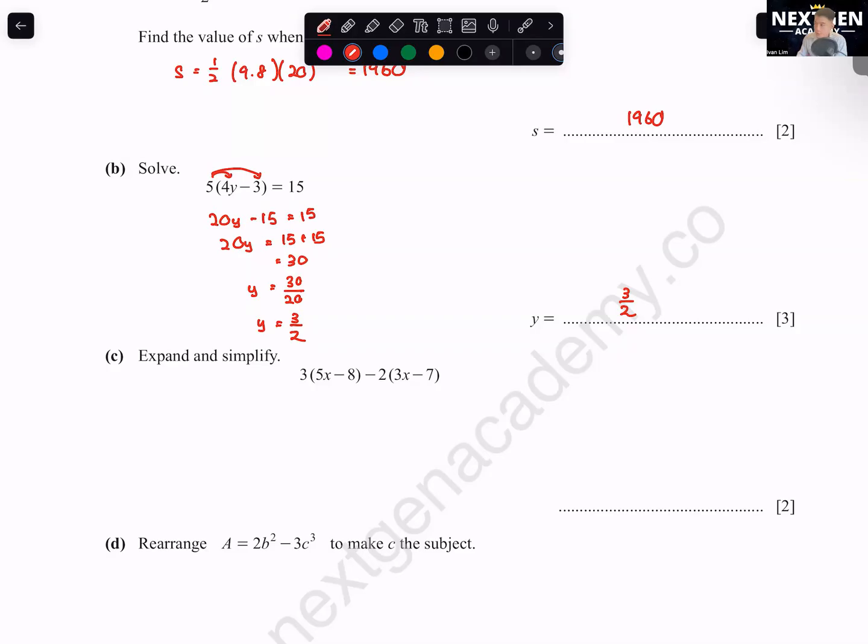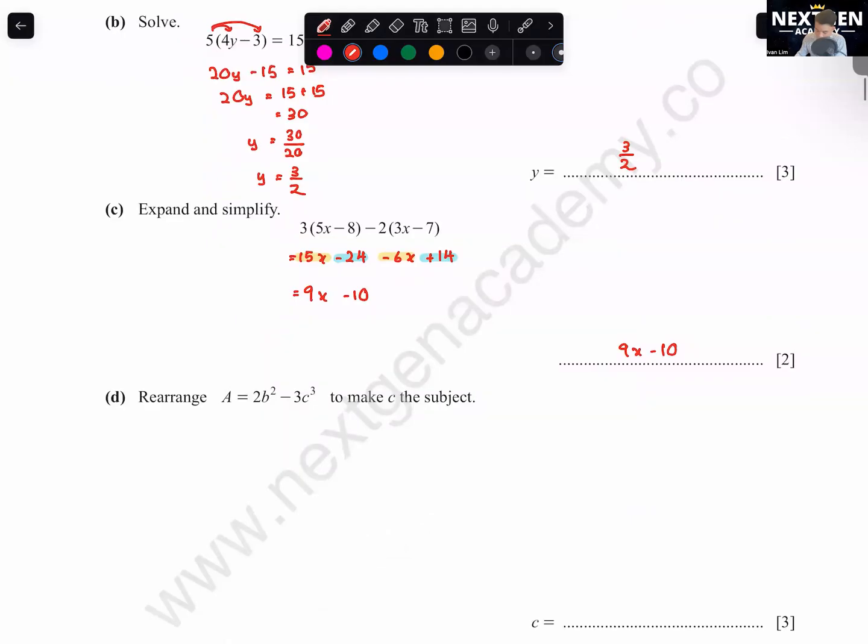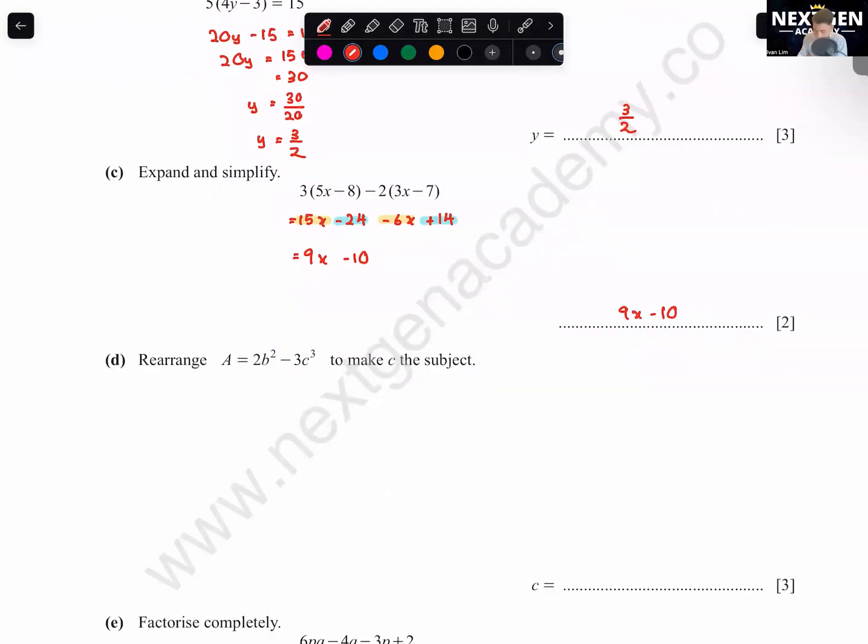Expand and simplify. So expand the bracket first. So 15x minus 24 minus 6x plus 14. Gather all the ones with the x together. The ones that don't have x, you add up together. So you get 15x minus 6x. You will get here 9x minus 24 plus 14. You will get minus 10. So 9x minus 10.